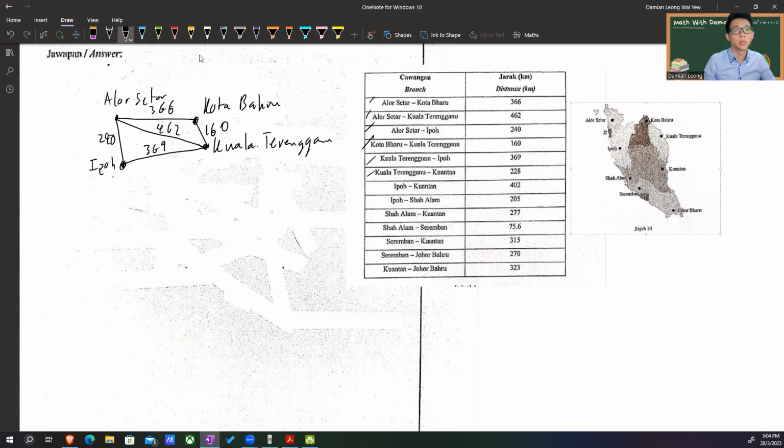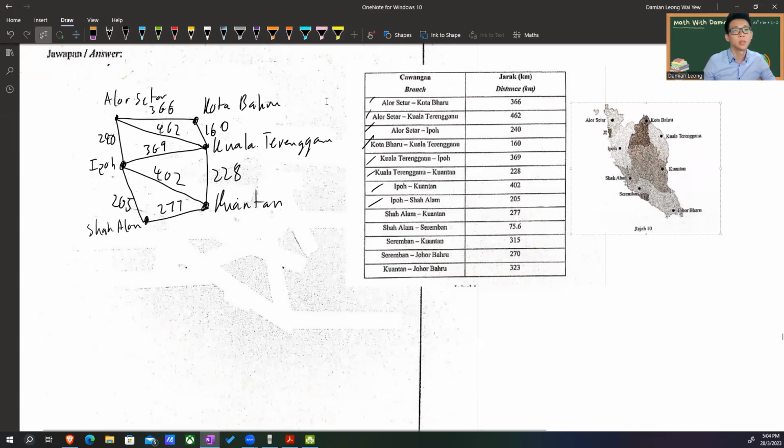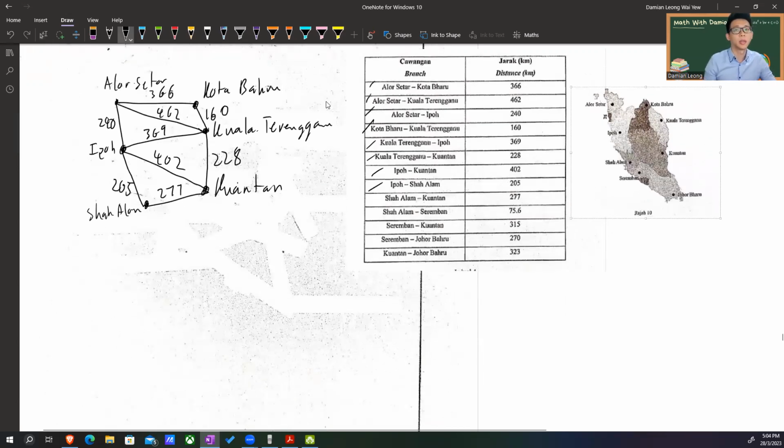Then Kuala Terengganu, Kuantan, go down to Kuantan, 228. Ipoh connect to Kuantan, 402. Just go in order. Yeah, easier to make sure you don't miss out anything. So Ipoh Shah Alam, 205. Shah Alam to Kuantan, 277.